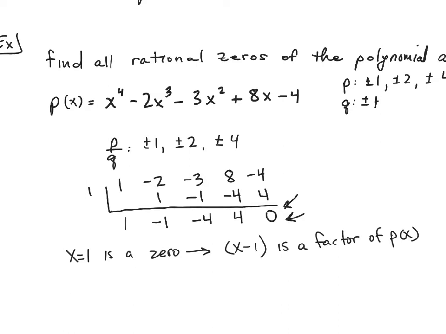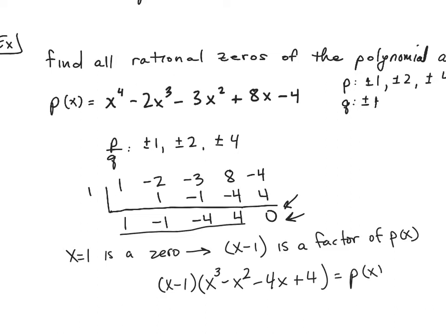And think back or try to recall from the discussion from 3.3, factors always come in pairs. X minus 1 needs to multiply with another factor, and that other factor is the quotient here. So x minus 1 multiplied by x to the third minus x squared minus 4x plus 4. And this is equal to p of x. This is the quotient.